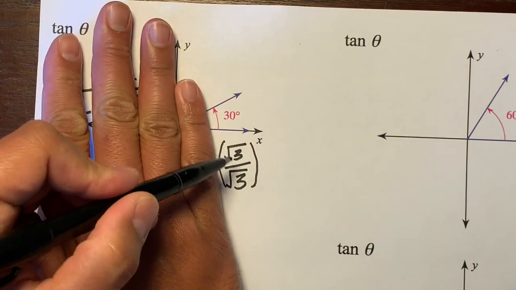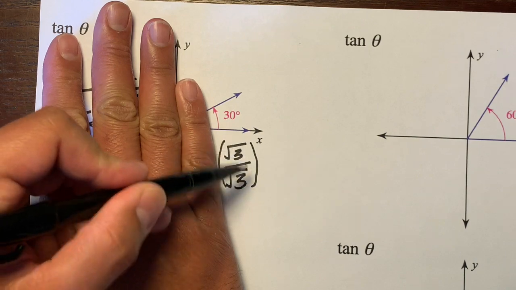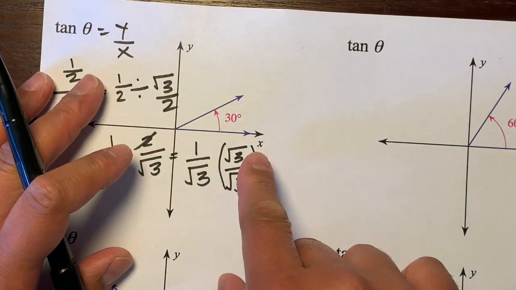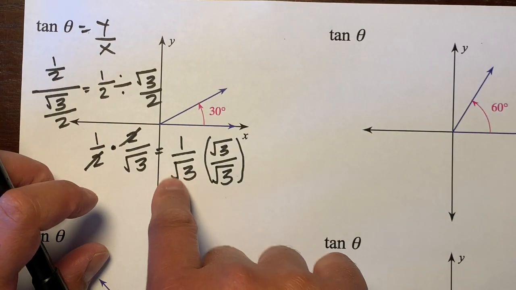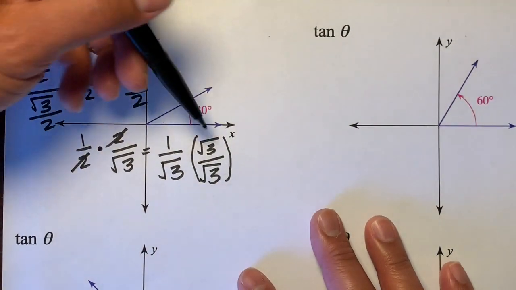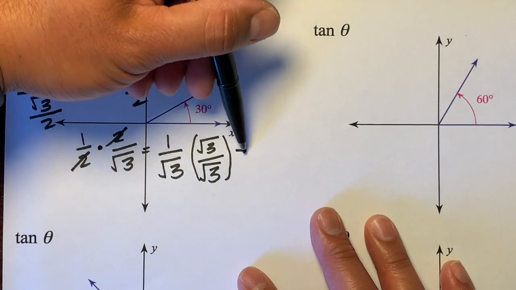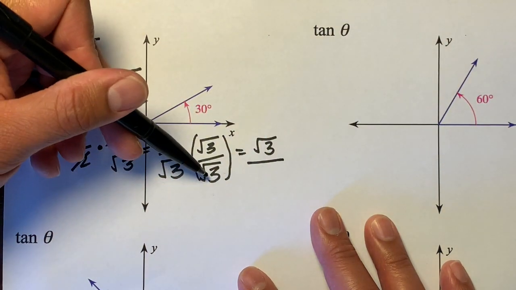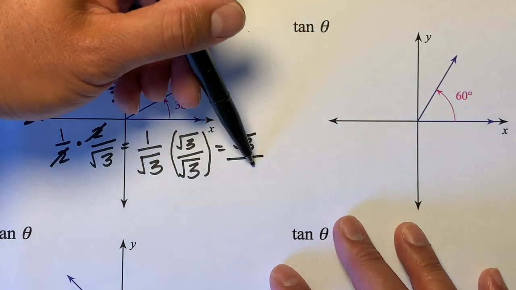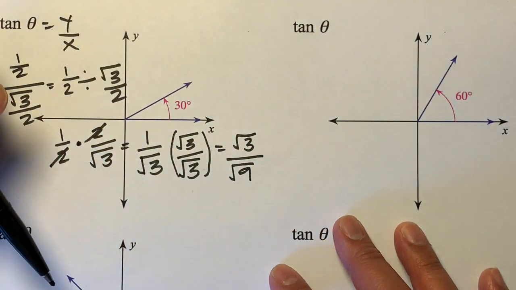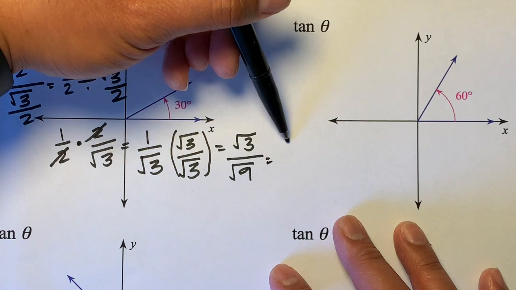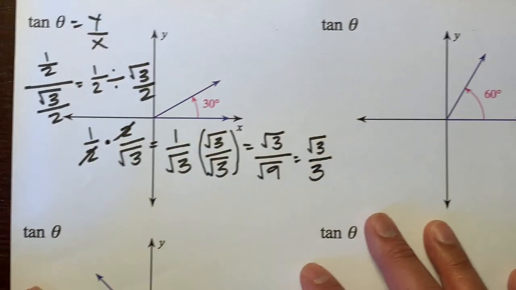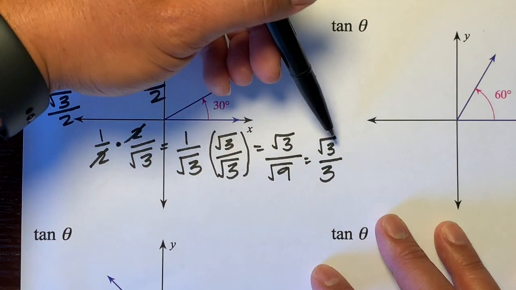If you look at it, radical 3 divided by radical 3 is just 1. So we're multiplying this by 1, so we're not changing the value. We just want to get rid of this radical in the denominator. So let's multiply this out. 1 times radical 3 is radical 3. Radical 3 times radical 3 is radical 9, or the square root of 9. And if we simplify this, our final answer would be radical 3 over 3. So there's our final answer.